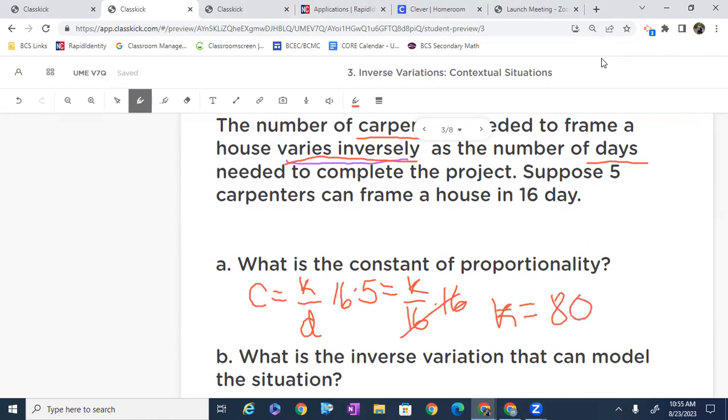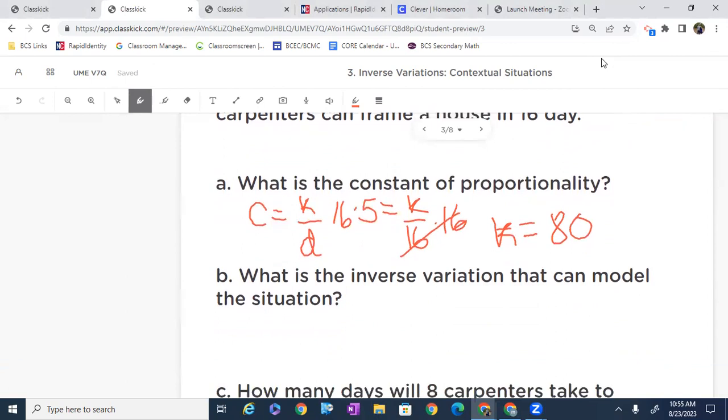Well, that gives us a great way of setting up our function, our inverse variation that can model this situation. It's simply going to be our carpenters are equal to 80 over the number of days. Because remember, our carpenters times days should always multiply to 80. That is our constant of proportionality.